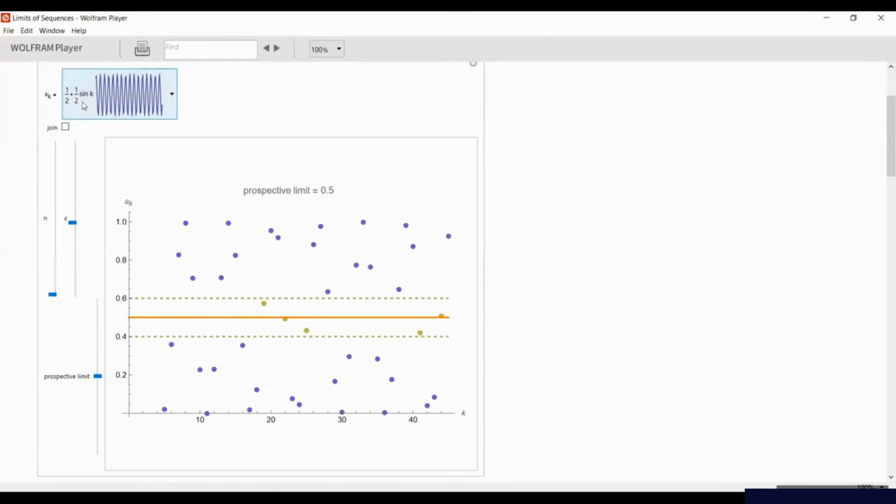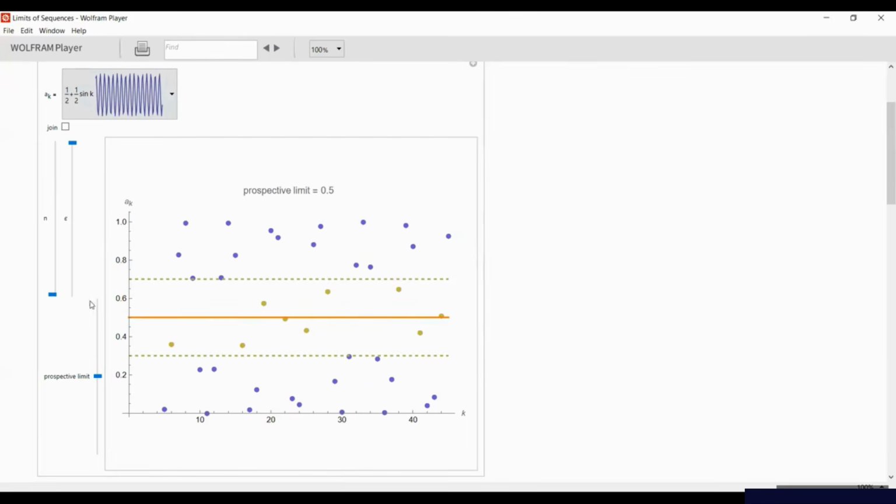Look at this, 1 by 2 plus 1 by 2 into sine k. Now see, if you take this epsilon here, you cannot find a particular kth term after which all the numbers are in between these two values, right? The numbers you get after that kth term are not within these two values. Even if you increase the value of epsilon, you may take any large epsilon, but still you cannot find all the numbers in between L minus epsilon and L plus epsilon here, right?